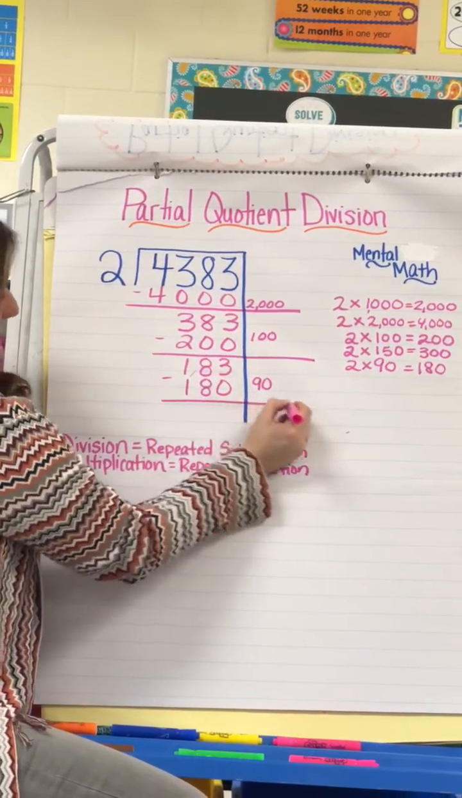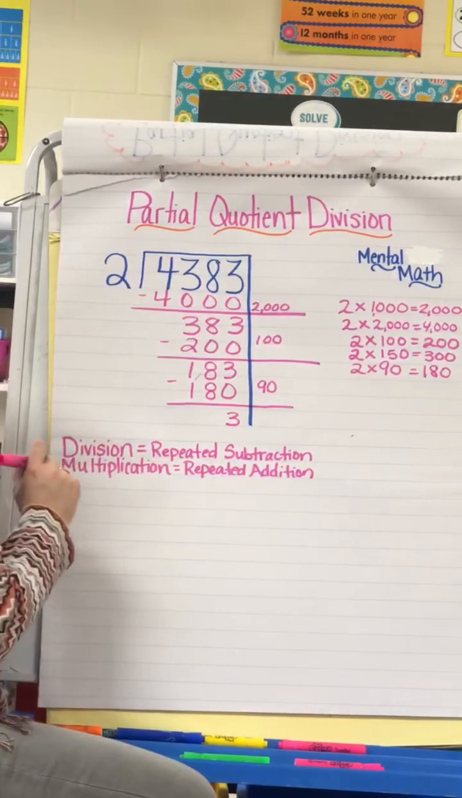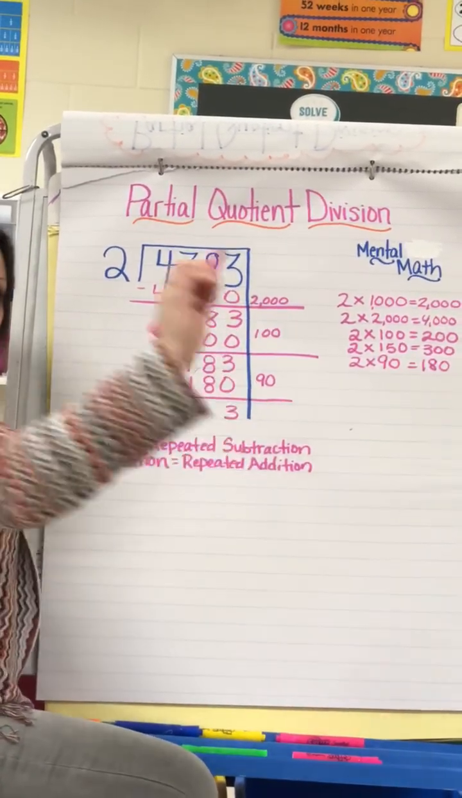We subtract, and we are left with 3. At this point, we have, oh, I see what I was doing.